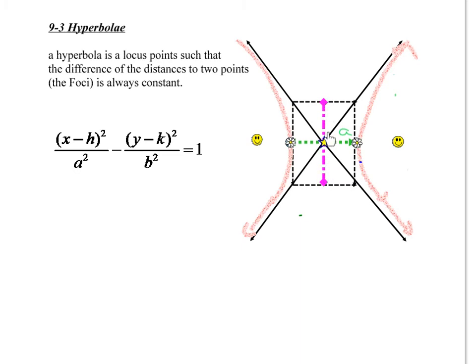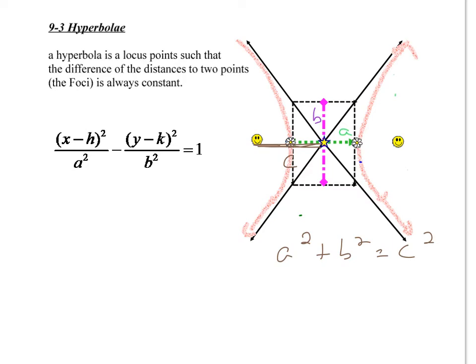2b is the length of my conjugate axis, but my little b goes from center to edge of my conjugate axis. And in brown here, this length right here, from center to focus, is called c. I do know that a squared plus b squared is equal to c squared.